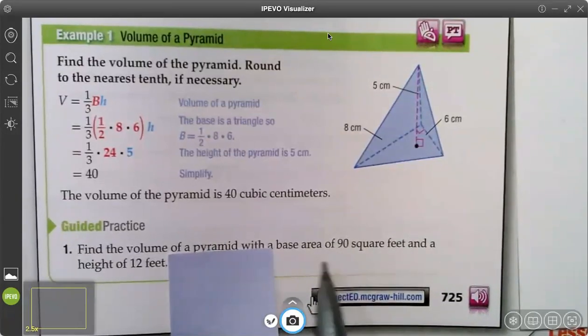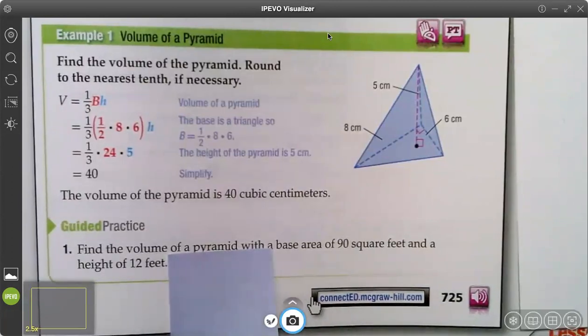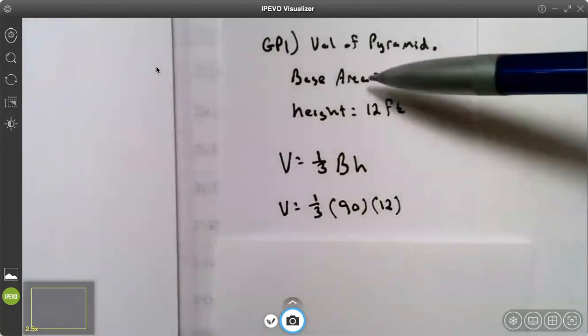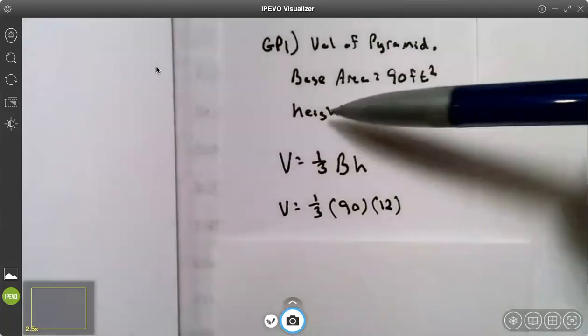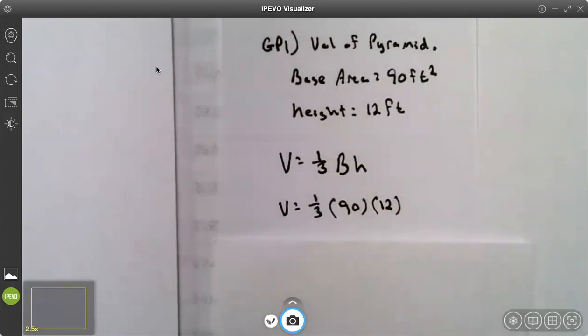It told me big B, so I don't have to find the area of the base. It told me the area of the base is 90 square feet. So I'm going to use 90 for big B, and it says it has a height of 12 feet. So I'm going to use 12 for H, the height. So here I've written out the problem again: the volume of a pyramid if the base area is 90 square feet and the height is 12 feet. My formula for pyramids is 1/3 big BH, or I could write big BH over 3.